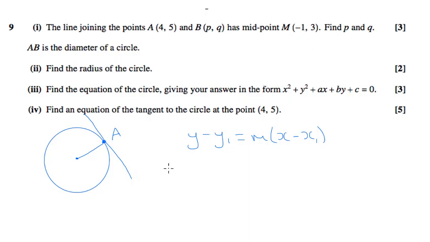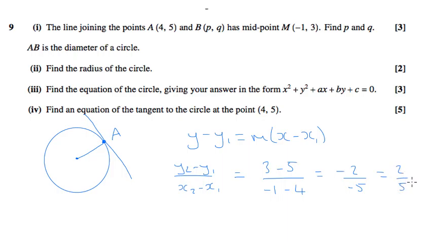And the gradient is changing y over changing x. So y2 take y1 over x2 take x1. It doesn't matter which one's x1 and y1 and x2 and y2. I'm going to have this as my x2 and y2. So I'm going to have 3 take away 5 over negative 1 take away 4. So that's negative 2 over negative 5, which is 2/5. But that's the gradient of the radius.